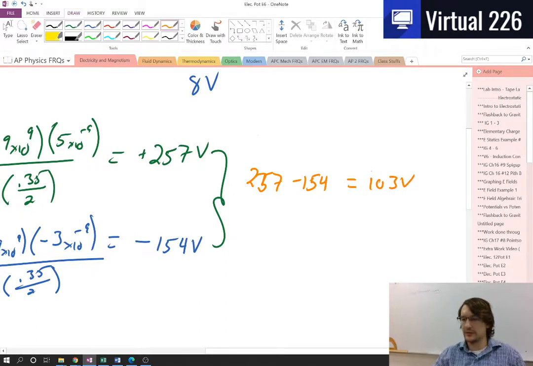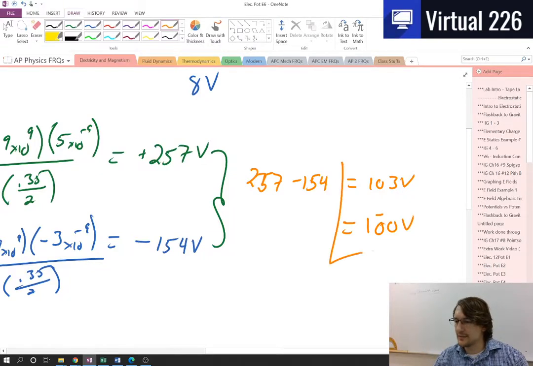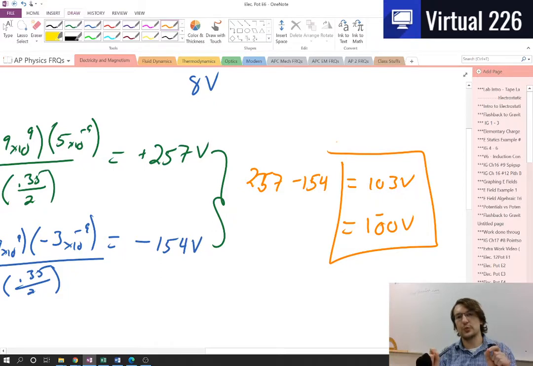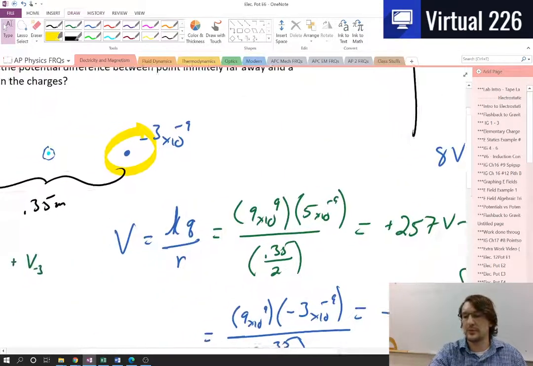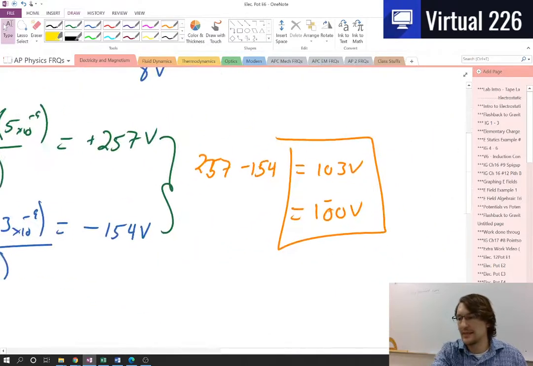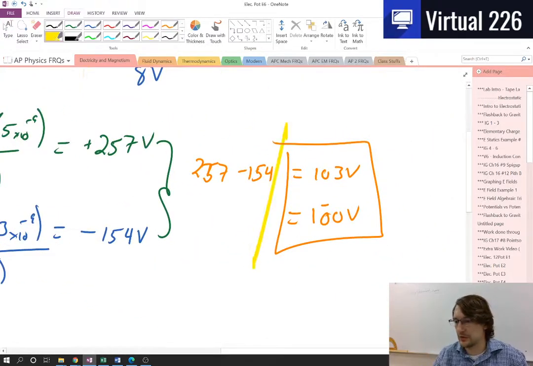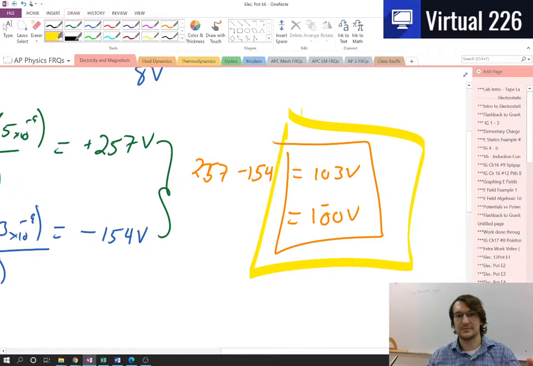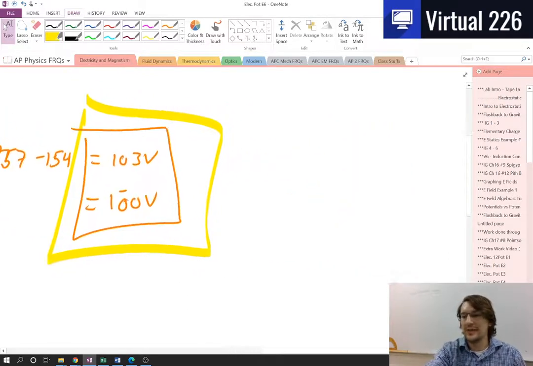If we wanted to play with sig figs, we could say that this is technically 100, but whatever. What matters is that this is the voltage as given by those 2 point charges at a point directly in between them. This point is compared to an infinite distance away, which is 0. So that 103, or 100 if you're using sig figs, that's the answer. When you compare to something an infinite distance away, you're comparing it to the reference position of 0 voltage. So that's our answer right there.